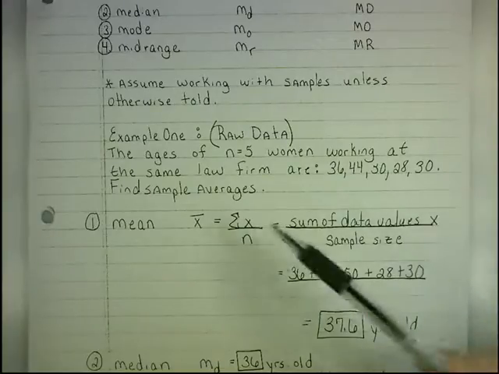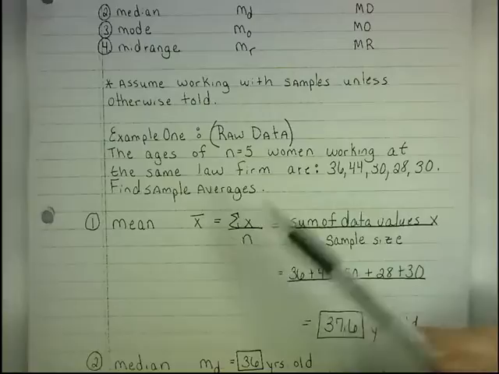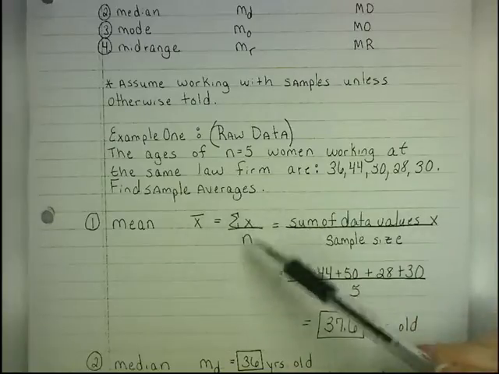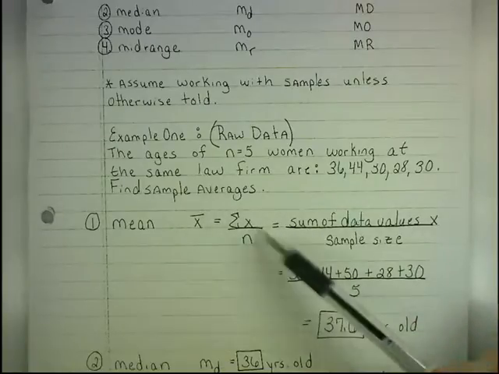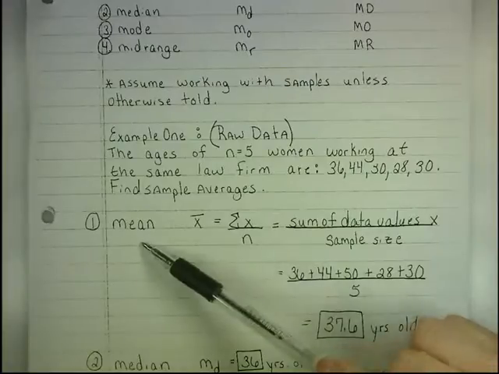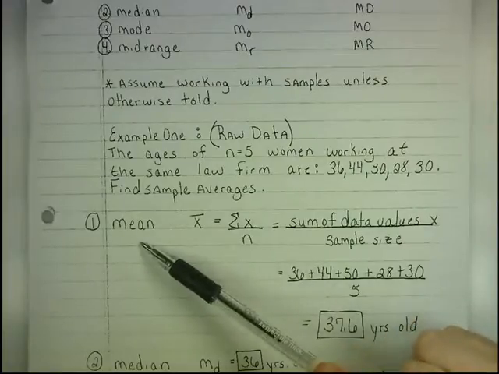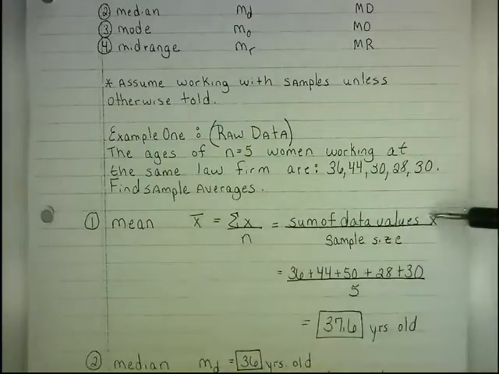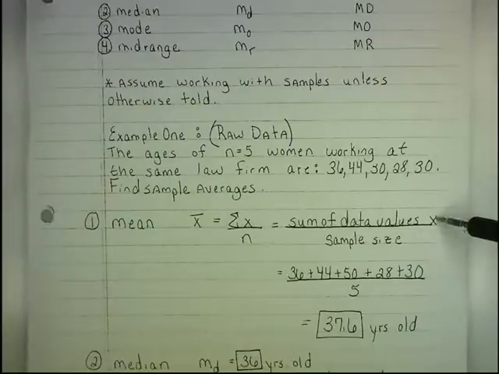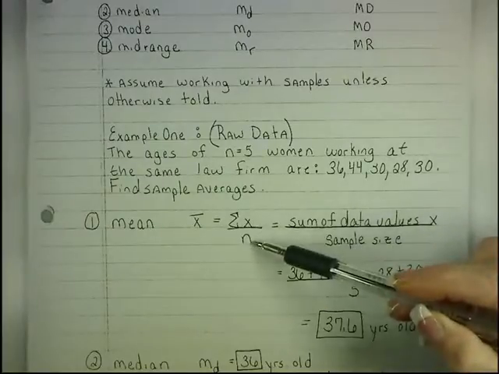If it is the sample mean, you will use the formula x bar equals the summation of x divided by n. This is also the definition of what it means to be a sample mean. It is the sum of all the data values in the set, where I let x represent the data, divided by the sample size, which is the lowercase n.